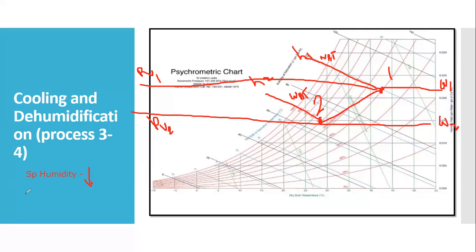Now what about specific enthalpy, or we can say that H. What happens? This is H1, this is H2. If you go this way it decreases. Good. What about dew point temperature?